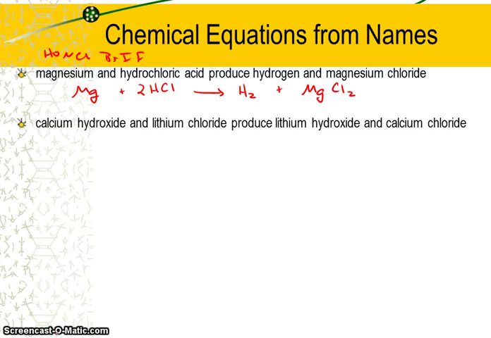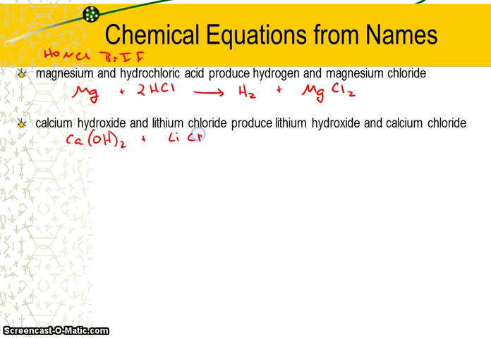So let's look at another problem. Calcium hydroxide reacts with lithium chloride to produce lithium hydroxide and calcium chloride. So calcium is Ca, hydroxide is OH. The periodic table tells us the charge on calcium is a +2. We know that hydroxide is a -1, so the 2 from the calcium drops down here.